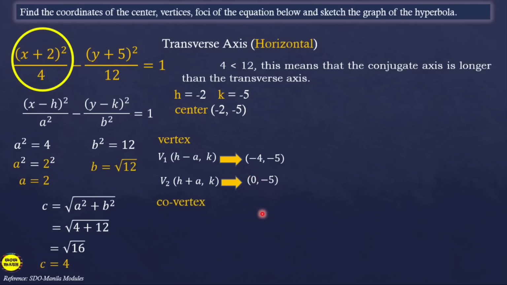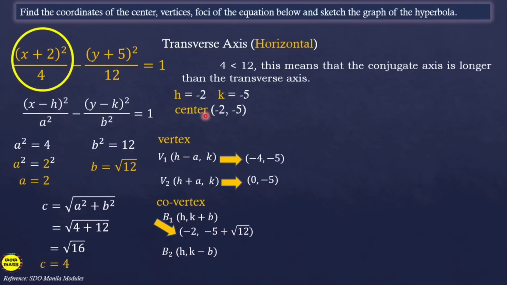Next, co-vertex. So, gamit naman yung square root of 12, kunin natin yung coordinate ng co-vertex natin. First is the b sub 1, h, comma, k plus b. So, copy lang natin yung h natin, which is negative 2. And then, yung k natin is negative 5 plus the square root of 12. So, ganyan lang natin. Pwede na natin ganyan ilagay, kahit hindi nyo na kunin yung value ng square root of 12. Kahit mamaya na.